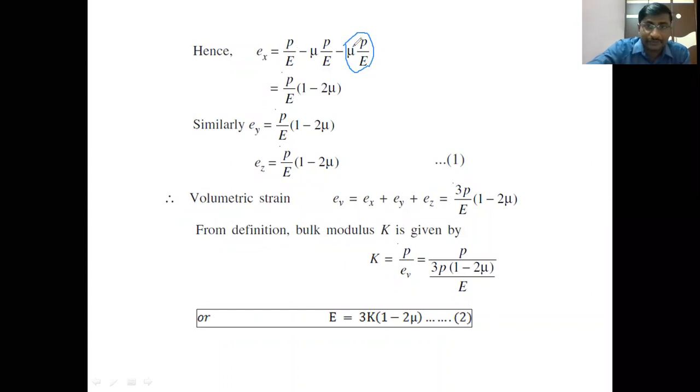From this equation, we can take P by E as common. The final equation is 1 minus 2 times mu, that is, P by E into 1 minus 2 mu.